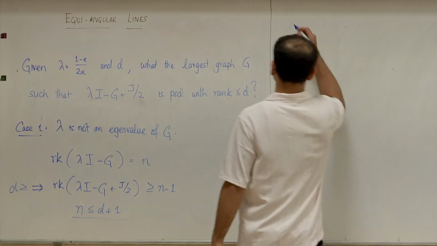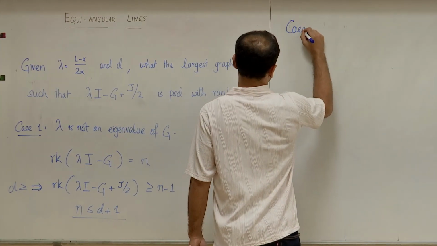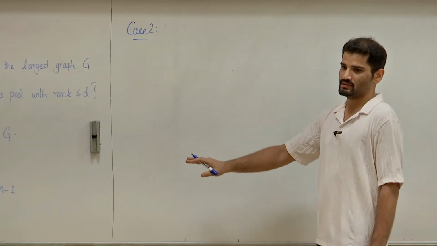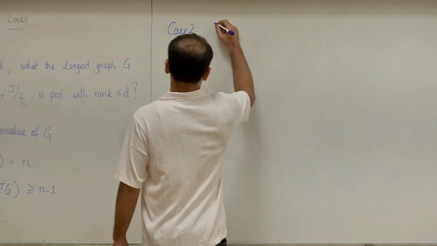The second case, case 2, is now lambda is an eigenvalue, and now I'll assume that it's the largest eigenvalue.